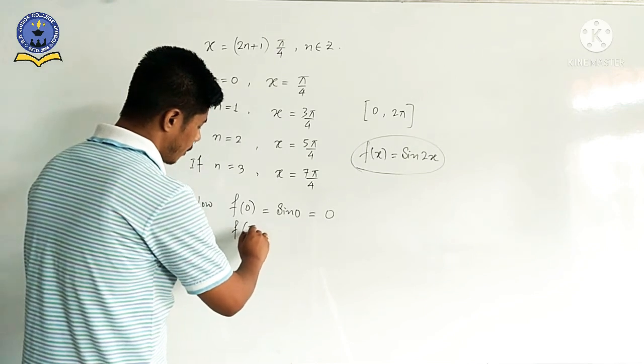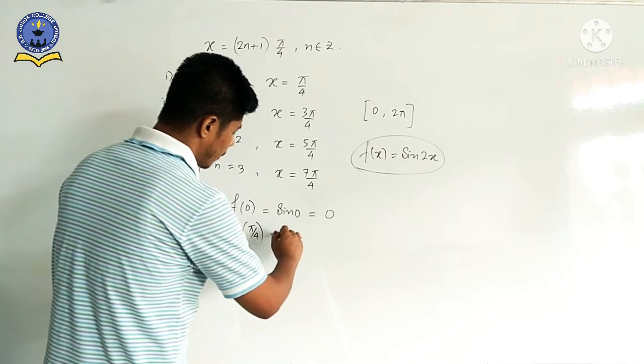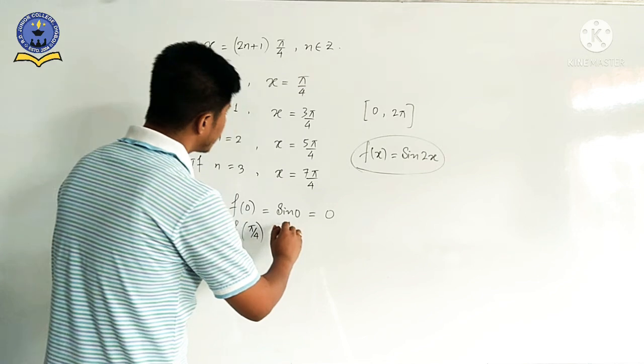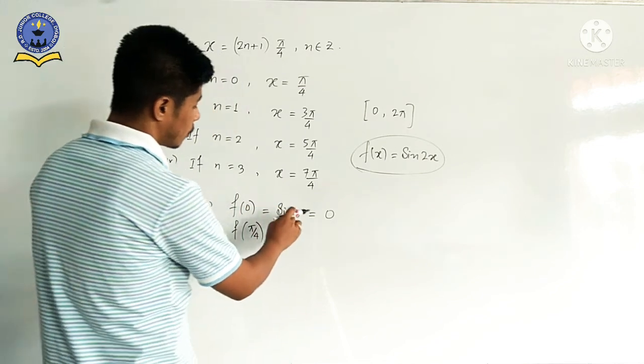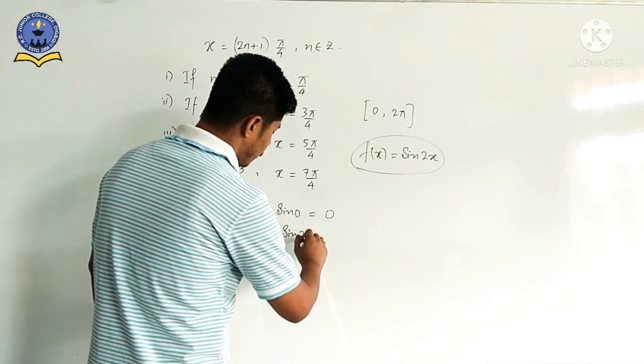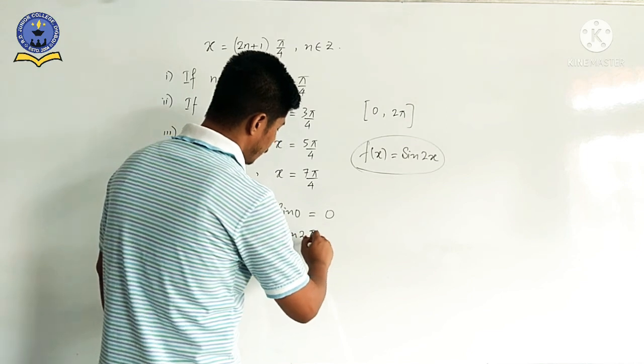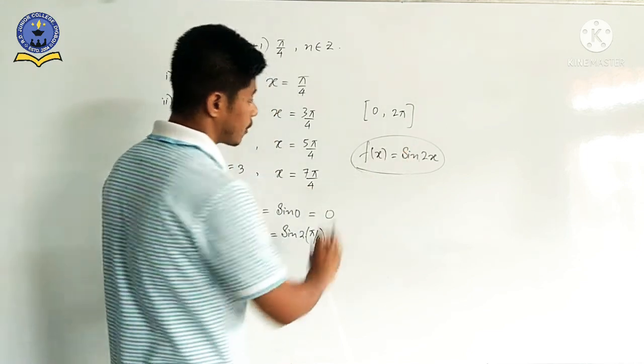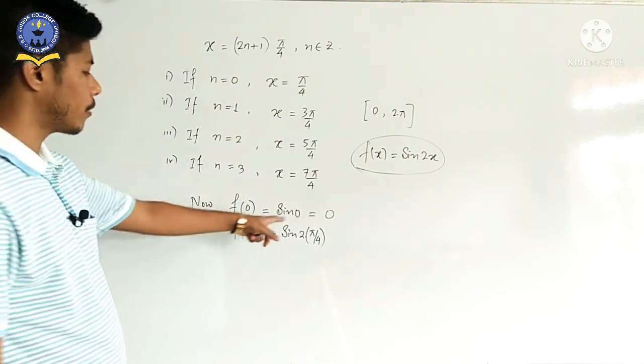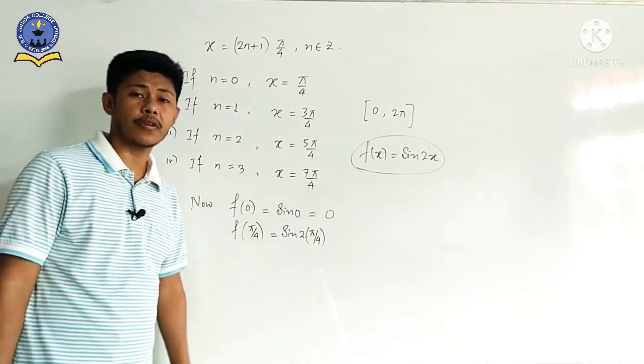So if you put π/4 here, then we get sin of 2 times π/4, isn't it? Because the function is sin 2x. So that's why we write here sin of 2 times π/4.